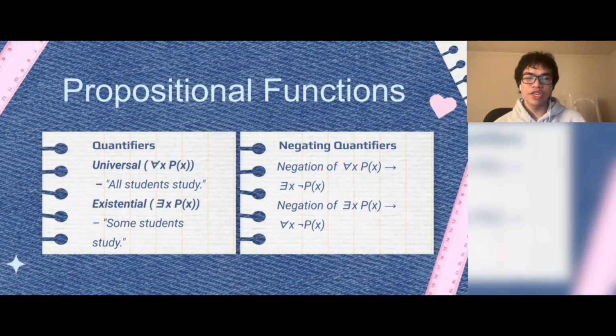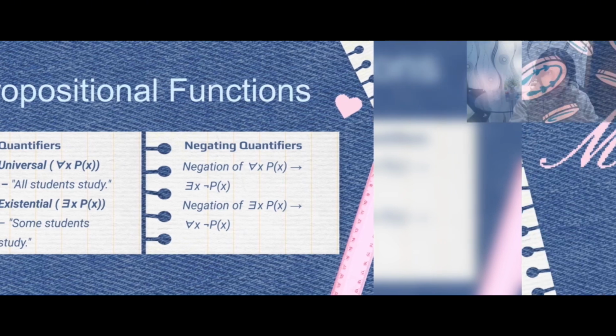Next, we'll talk about propositional functions. There are 4 in total. First one are quantifiers. A quantifier can be universal. An example is all students study, so it talks about everything and everyone. The second quantifier is existential. Some students study. Only a number or an amount from a whole. Negating quantifiers, on the other hand, can be negation of universal, shown by the symbol on screen, and it can be a negation of existential, shown by the symbol.